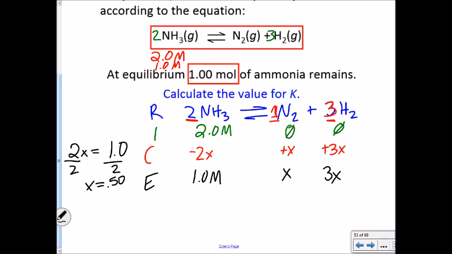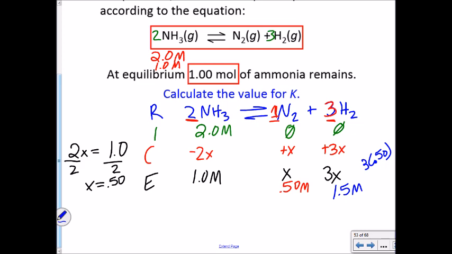So the equilibrium concentration for nitrogen is 0.50. What about for our hydrogen? 1.5, because 3 times 0.5 gives us that value. Okay, now can we calculate K?